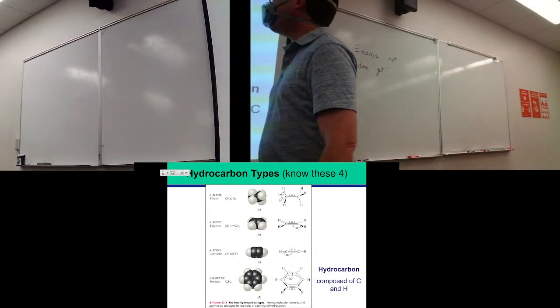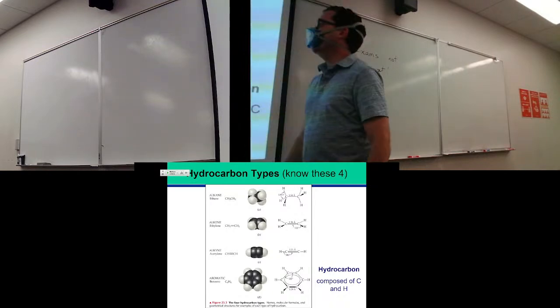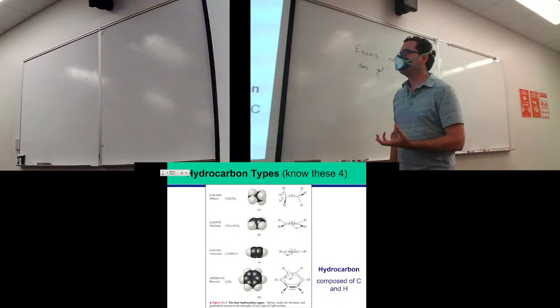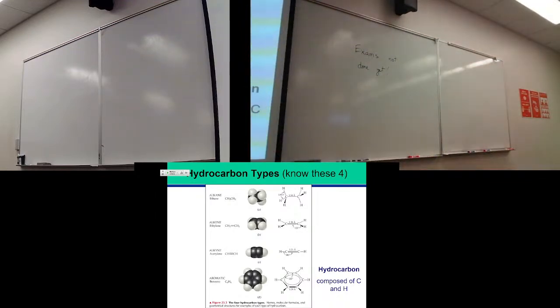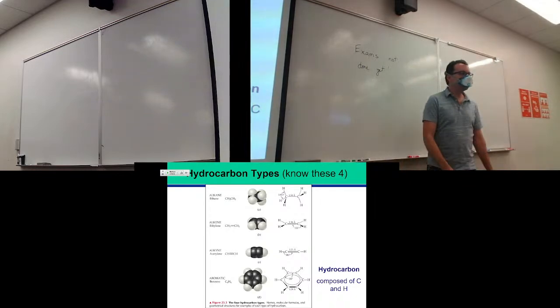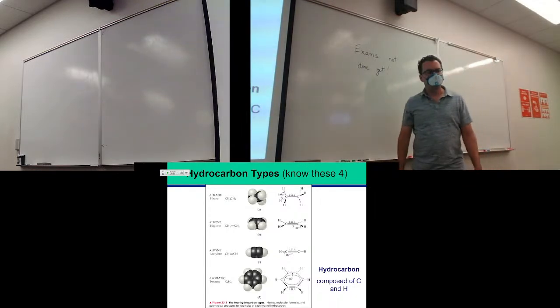Anyway, if it's got at least one triple bond, then it's automatically an alkyne. This is technically ethyne, but the more common name is acetylene. That's the stuff you burn with pure oxygen, and you'll get a super hot flame for welding, things like that.